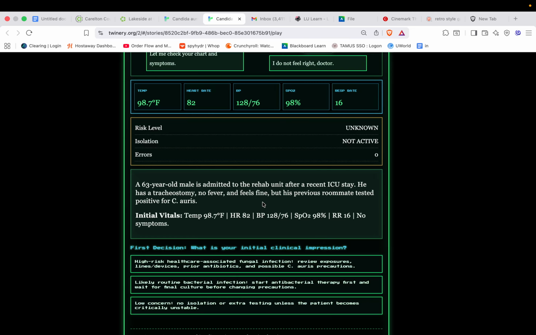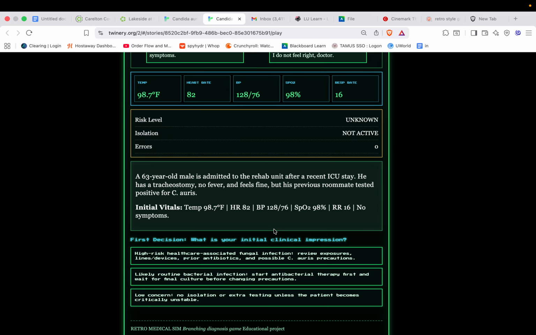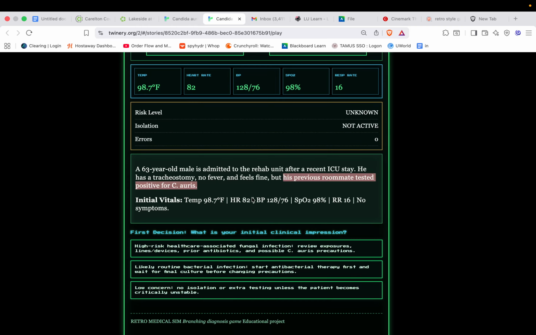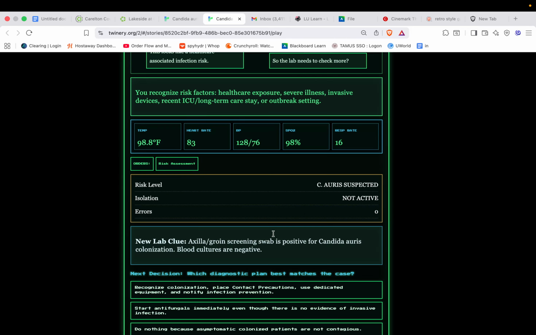A 63-year-old male is admitted to rehab after a recent ICU stay. One factor we can consider: tracheostomy, no fever, and feels fine. As you can see, all our vitals here are green, meaning they're roughly around the normal range. However, his only concern is that his roommate tested positive for C. auris. So we can go ahead and start this: healthcare associated fungal infection, review exposure, lines, devices, prior antibiotics, and possible C. auris precautions.